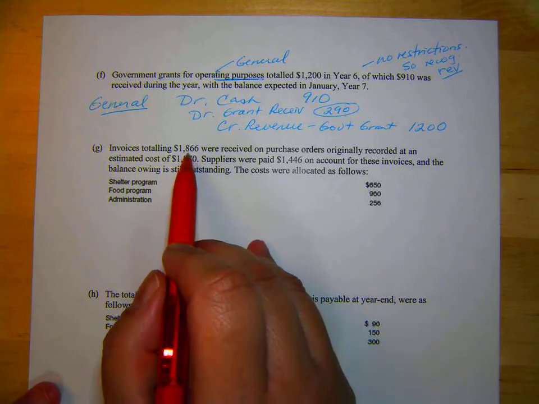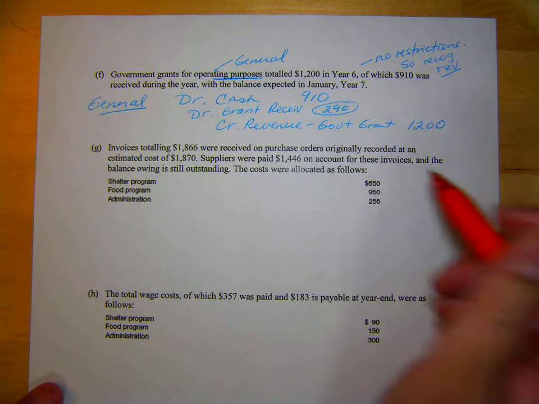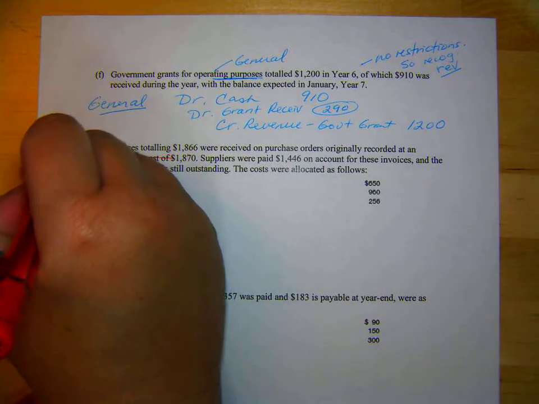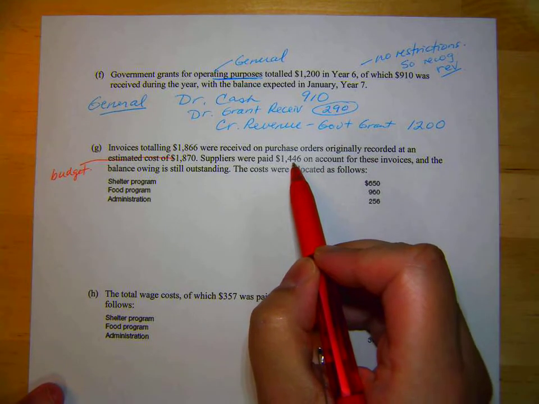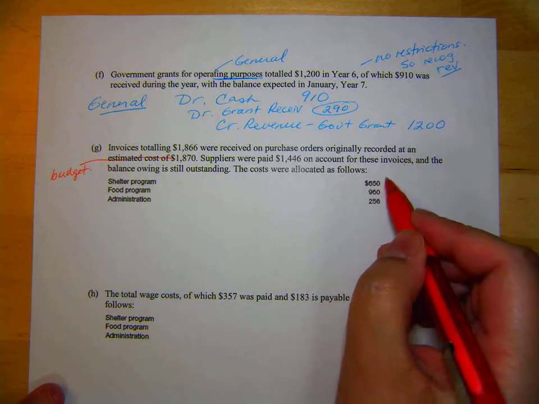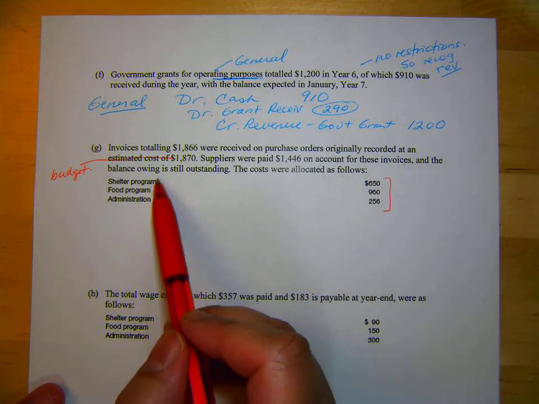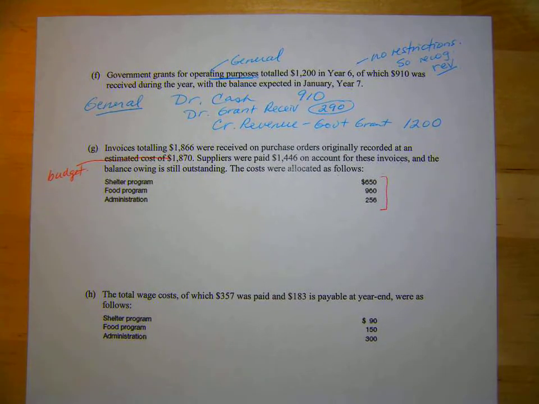Part G, invoices totaling $1,866 were received on purchase orders originally recorded at an estimated cost of $1,870. So that would have been in your budget originally. Suppliers were paid $1,446 on account for these invoices. Balance owed is still outstanding. And here's how the costs were allocated. Notice they're going to break all their costs down into their different programs because you need that kind of information. When a potential donor comes and says, well, your shelter program, are you breaking even on that, or the food program? You want to know how the organization is working.